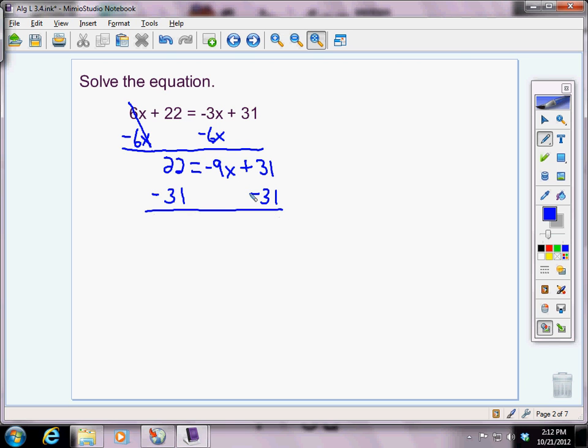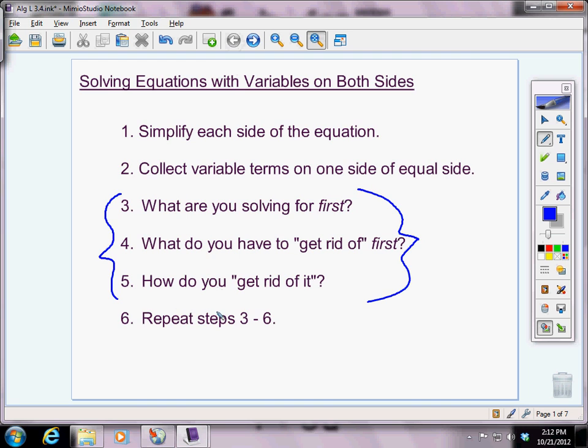Now, looking at this, 22 minus 31, or 22 plus a negative 31, becomes a negative 9. That equals, bring down your negative 9x. And notice that these are opposites of each other, so they cancel. Last thing we have to do is repeat.